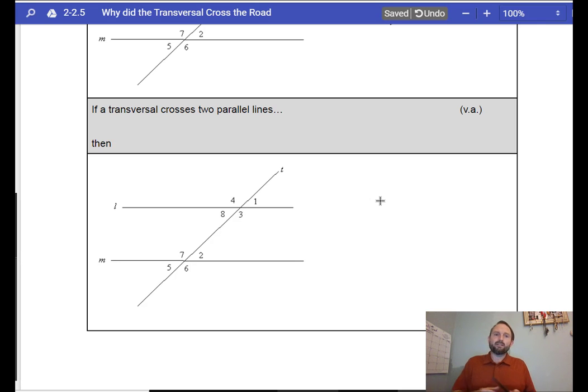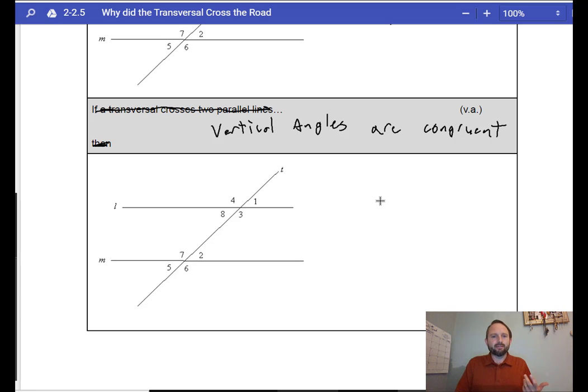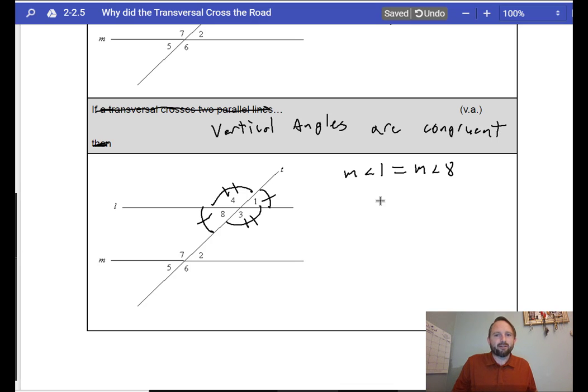Now, the next one. If a transversal crosses two parallel lines, well, forget that as well. We're going to put vertical angles. Vertical angles are congruent. What does this mean? Well, this means if we have two lines, we can go across through the vertex right here. The measure of angle 1 will equal the measure of angle 8. The measure of angle 1 is equal to the measure of angle 8. And we can also say, hey, the measure of angle 4 is equal to the measure of angle 3.